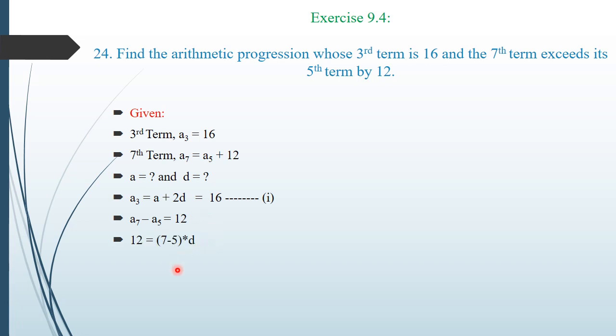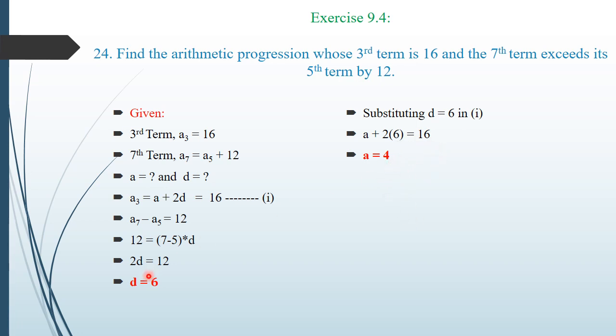Therefore using that particular formula here, an minus ak is 12, this can be written as n minus k, that is 7 minus 5 into d. Using that I'll calculate d, and that came out to be 6. Similarly, substituting d is equal to 6 in this equation 1, I will get the value of a. Therefore a plus 2 into 6 is equal to 16. Therefore a is equal to 16 minus 12, which is nothing but 4.